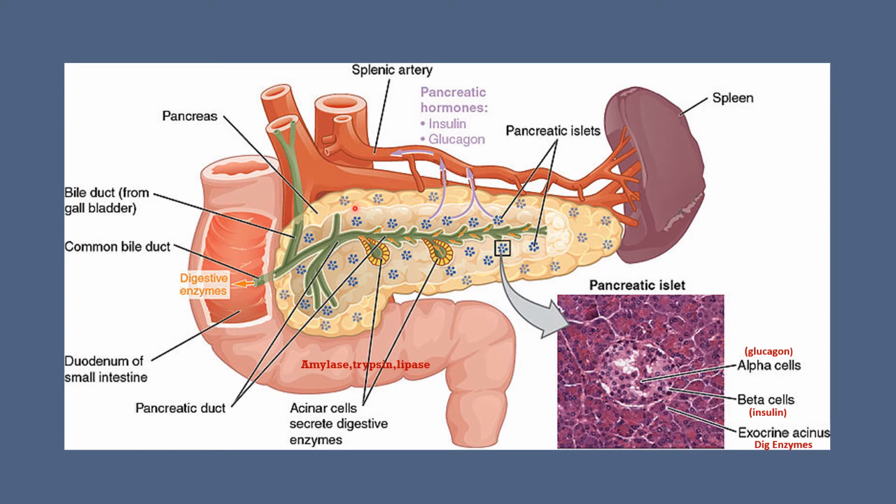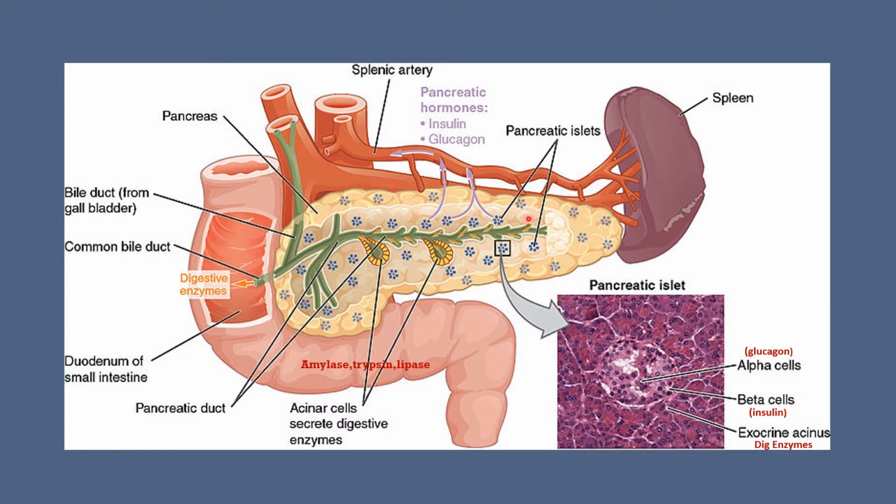This is the diagram of the pancreas. As you can see here, the pancreas sits in the C-shaped segment of the duodenum, second and third part of the duodenum. It consists of two portions. The bulk of it is the exocrine portion, which secretes amylase, trypsin, and lipase, which are the digestive enzymes produced by the acinar cells of the pancreas.